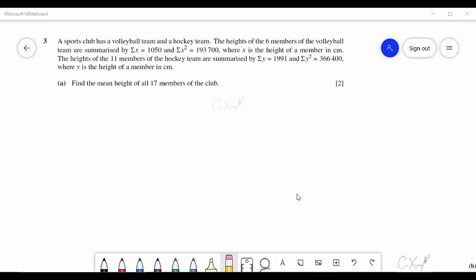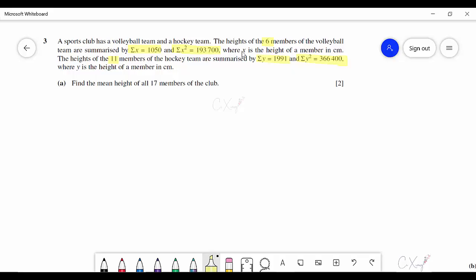So we come to question number 3. All right, so for question number 3, there's a volleyball team and also the hockey team. You have 6 members from the volleyball team, and their data are summarized like this, the heights of them. And then you have 11 members from the hockey team, and they also summarize their height in this data.